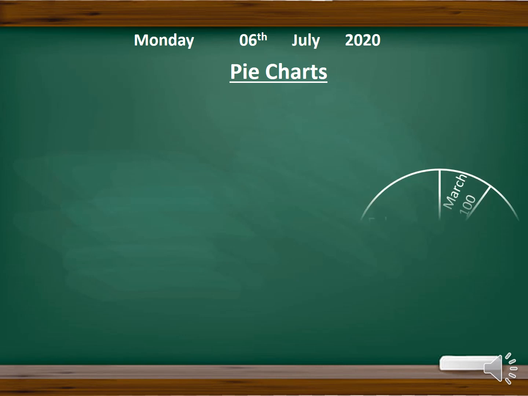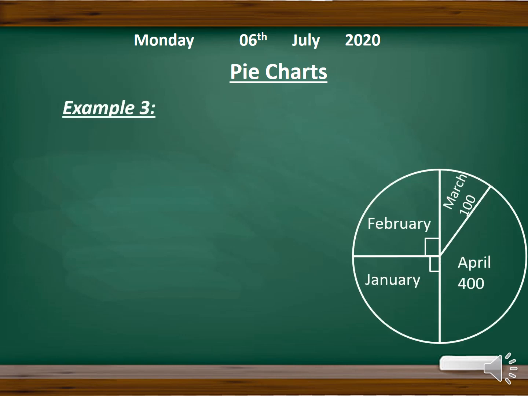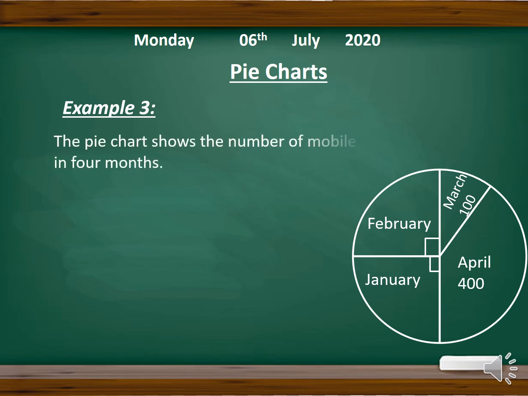So now look at example 3, where you see the pie chart about the number of mobile phones Julie sold in 4 months. The pie chart shows the number of mobile phones Julie sold in 4 months. Here we have January, February, March, and April. Look at the right side of the pie chart. You see March has 100 mobile phones, or we can say March sold 100 mobile phones, and then April sold 400 mobile phones.